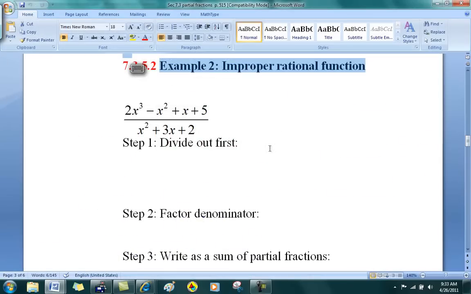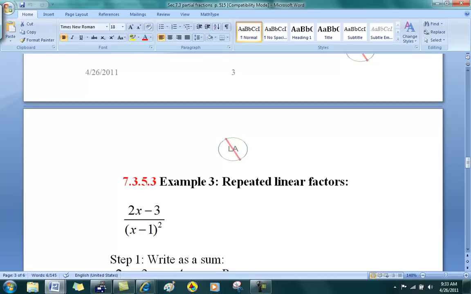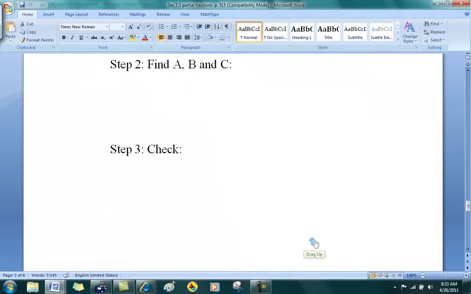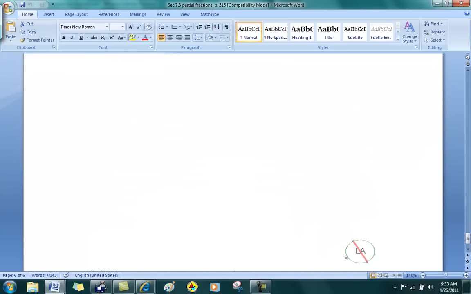Okay, check. Okay, step 4, check. Make sure you've got that on your graphing calculator. There's still several more examples to go. I guess there's 3. You know, is there a 4? There's a 4, and it goes on and on and on. And then there's homework for you to try.